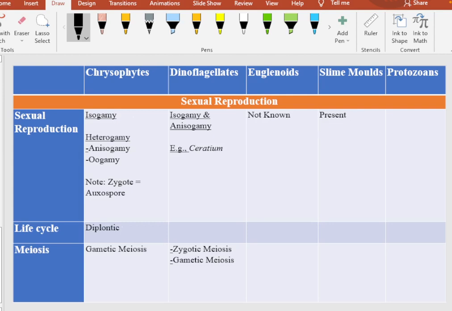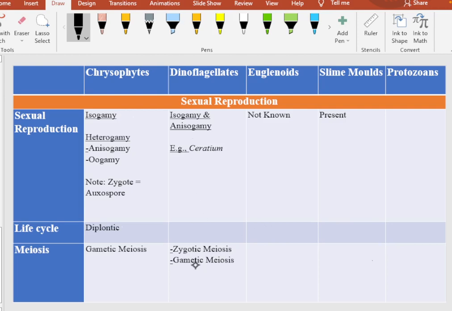In slime molds, sexual reproduction is present, but we don't know the details. Some chrysophytes will show a diplontic life cycle. Other than that, everything will show a haplontic life cycle. A diplontic life cycle means the major body is diploid. Regarding meiosis, meiosis which results in formation of gametes is called gametic meiosis. Whereas in this case, you can see gametic meiosis or zygotic meiosis in the life cycle.